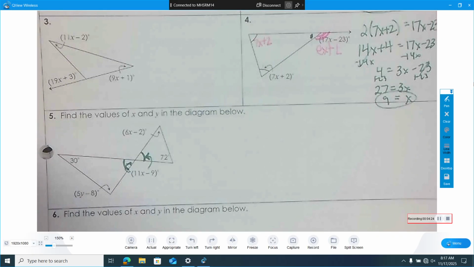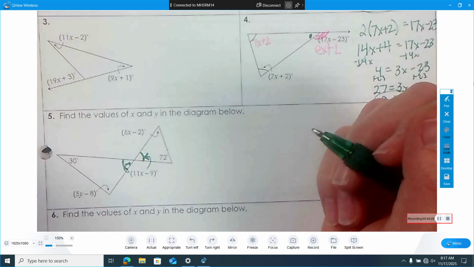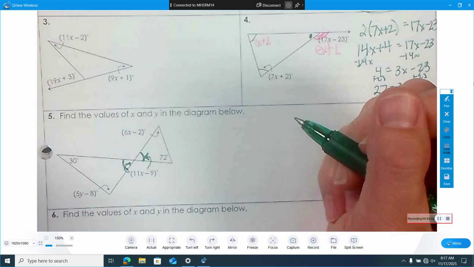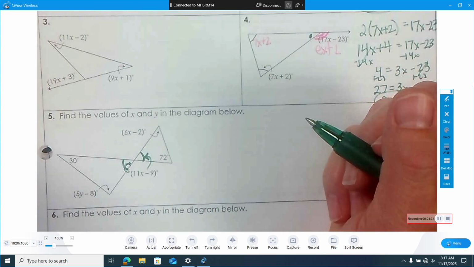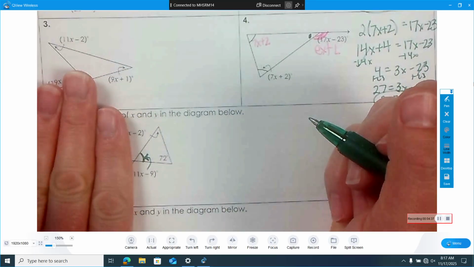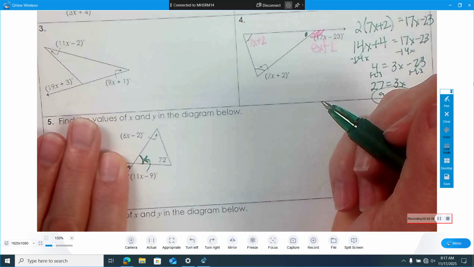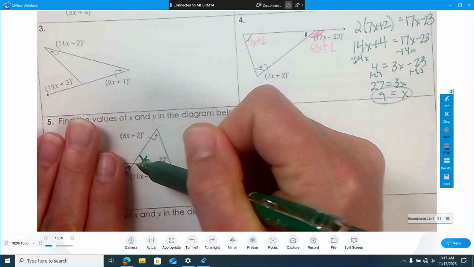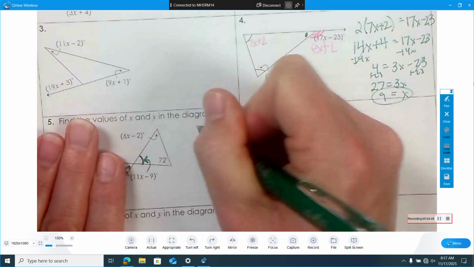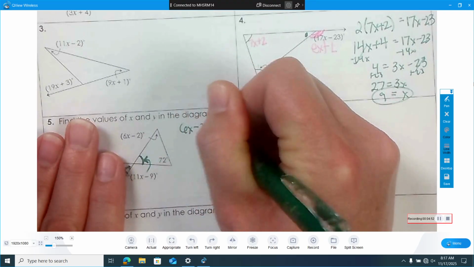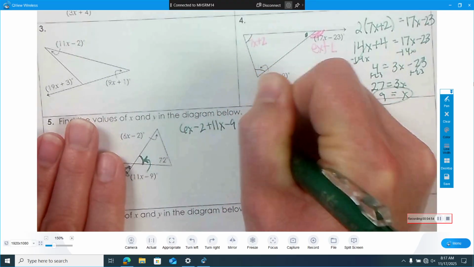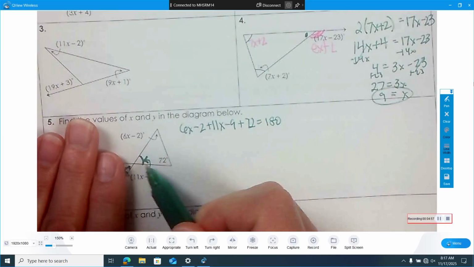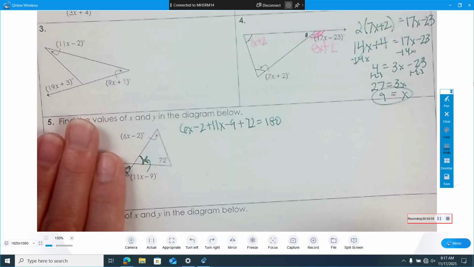And then what should we do? Can I write an equation with x's in it? Get the angle for 11x minus 9. Very good, absolutely. We have a nice triangle right here that just involves x's and numbers, so we can do that. So 6x minus 2 plus 11x minus 9 plus 72 should equal 180. So those 3 angles added together equal 180.